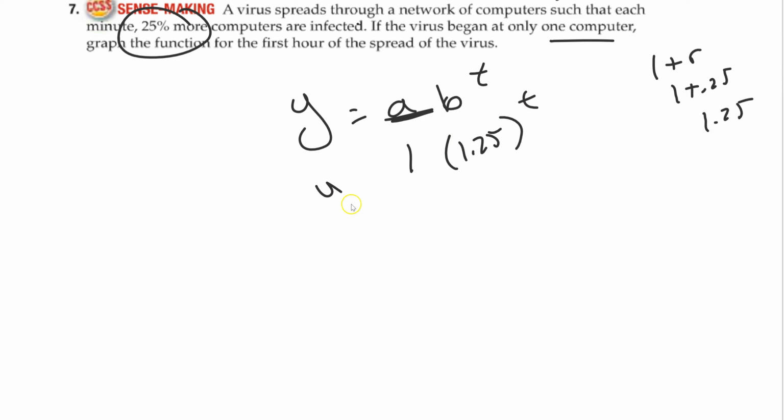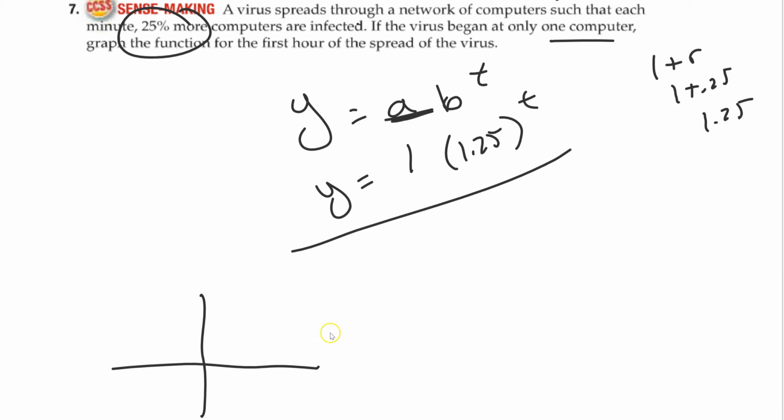T. Now the problem wants me to figure out how much it spreads in the first hour, so they want me to graph the first hour. We'll do a basic graph here. Plus 0, so my horizontal asymptote is at 0. A is 1, so I'm crossing at 1. And my B is 1.25, so it's a growth. So again, we're just doing a sketch that looks kind of like this.